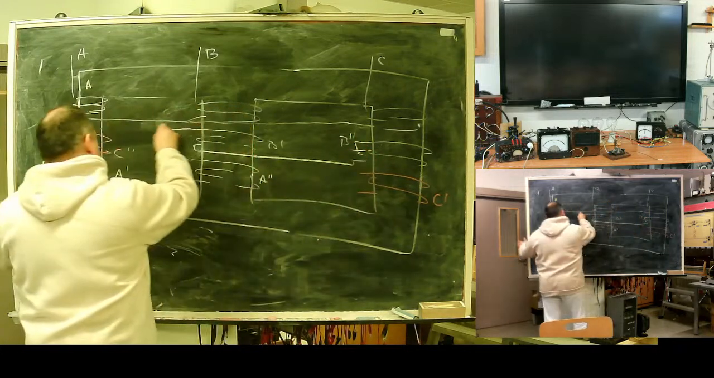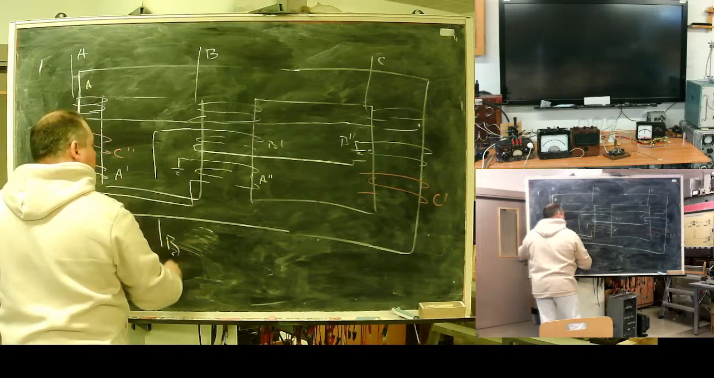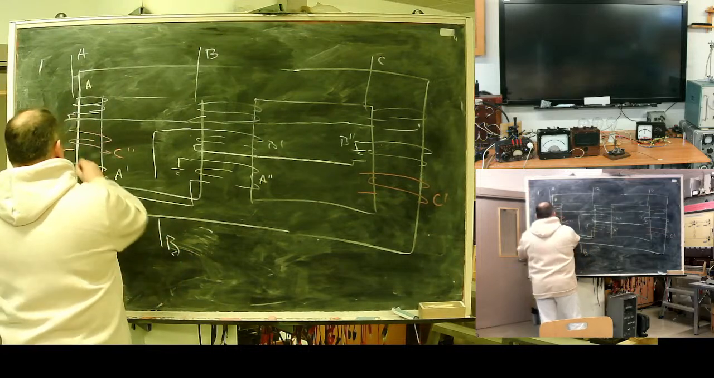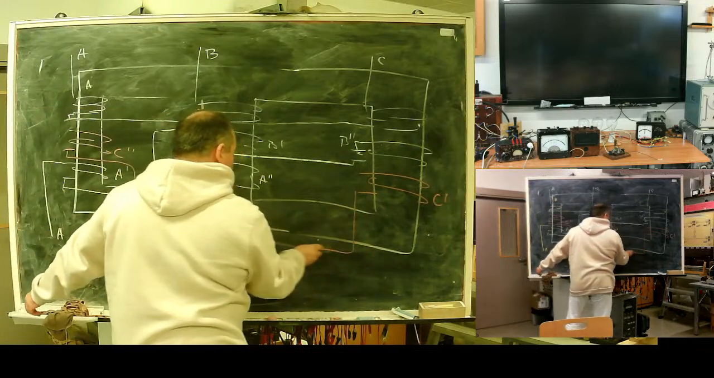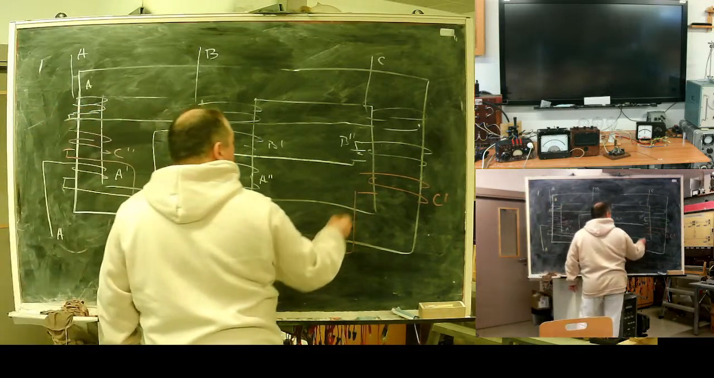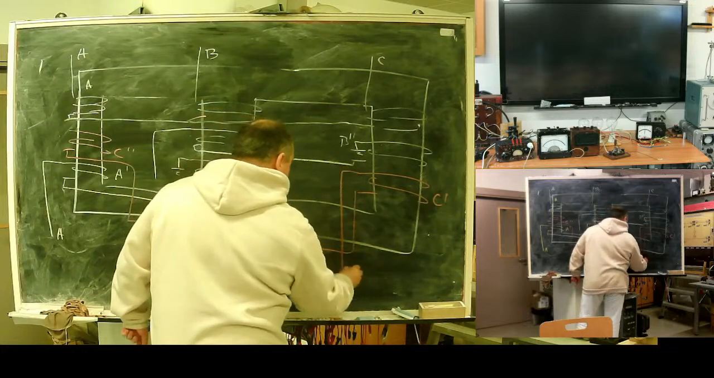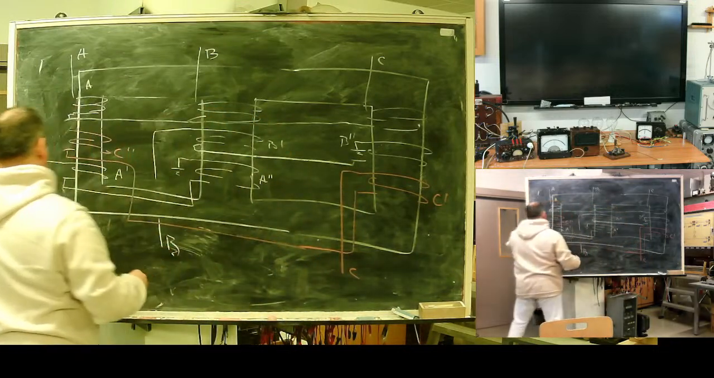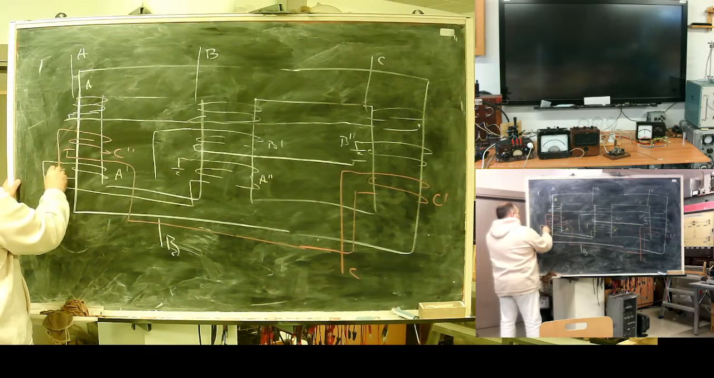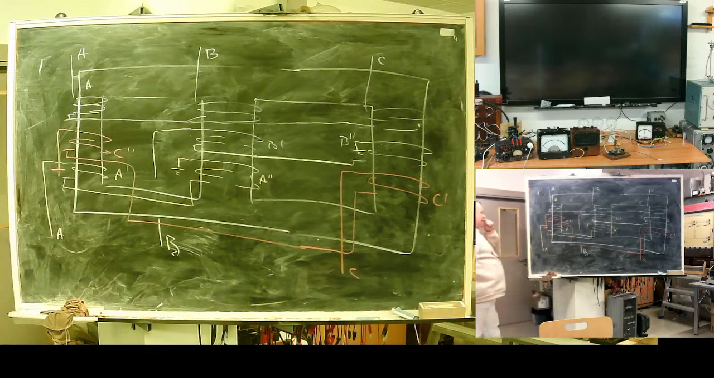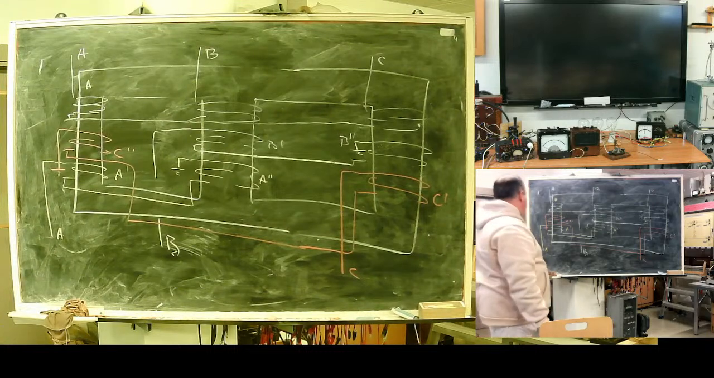Ground, B phase. They are connected in opposite. C phase, this one goes to ground. Here is the schematics of winding for zigzag type of transformer.